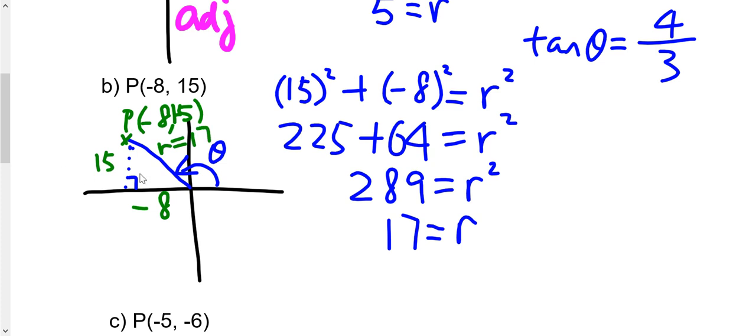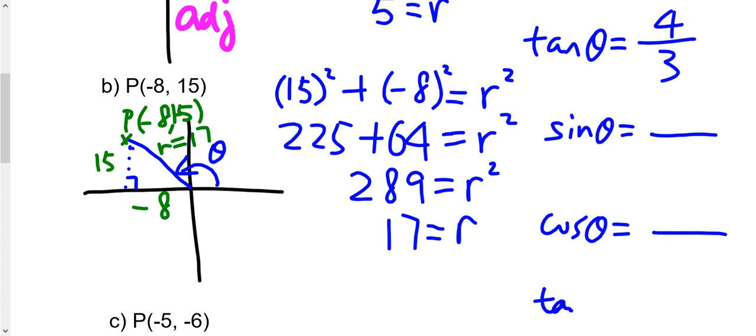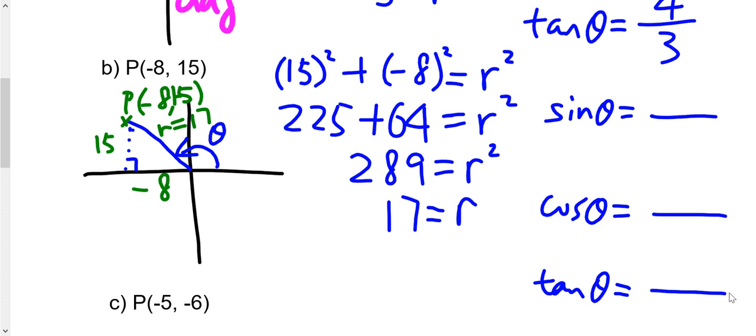So I'm not going to label which one is which: opposite, adjacent, hypotenuse. Same thing, we are going to find the three trig ratios. So let's do SOHCAHTOA: sine theta, cosine theta, tangent theta.